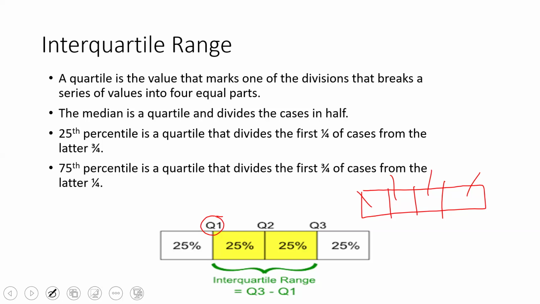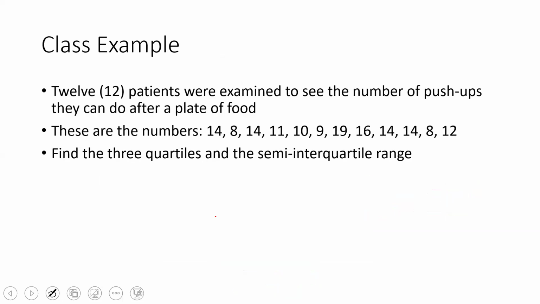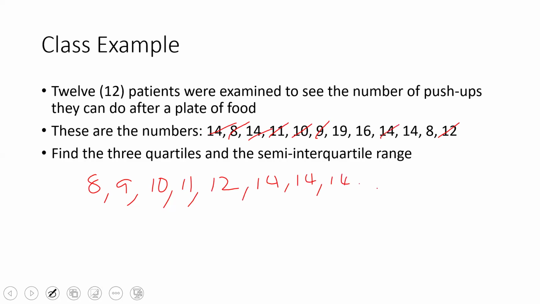Just like that. It can also be calculated using software. So if we have, like, these 12 patients now, for you to find the quartiles, you have to arrange them in ascending order. So let me pick it. I think this is 8. This is 9. I think I have 10. I have 11. I have 12. Then I have 14, 14, 14, another 14.